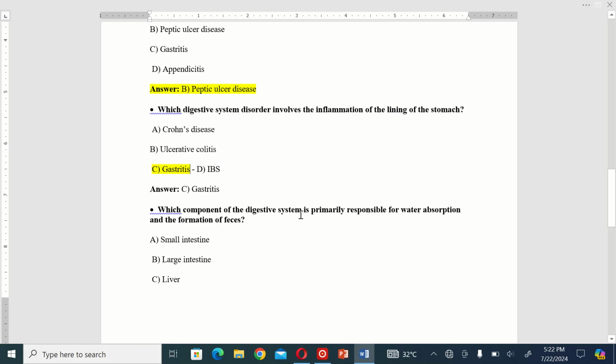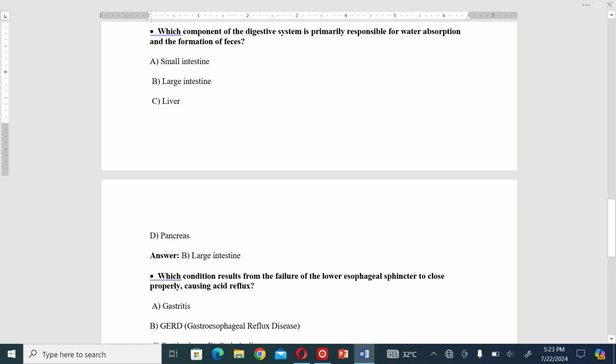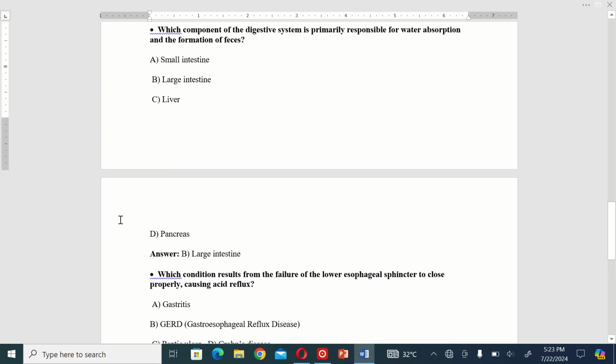Which component of the digestive system is primarily responsible for water absorption and the formation of feces? A. Small intestine. B. Large intestine. C. Liver. D. Pancreas. So the correct option is large intestine. B.